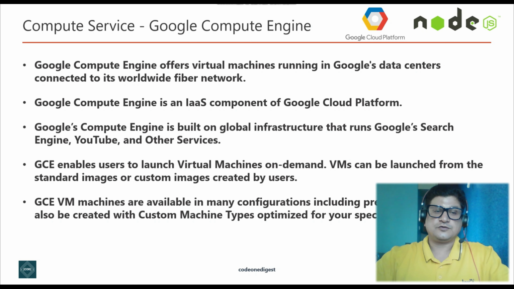Virtual machines can be launched from standard images or custom images created by the user. There are a lot of templates and ready to use images available that you can choose. You can pick one and spin up the machine. Google Compute Engine virtual machines are available in many configurations, including predefined sizes that you can create and start using. You can select the size as per your requirement: micro, small, medium, large, extra large, and so on, right? So you have a wide range of CPU and storage combinations available that you can select as per your requirement.